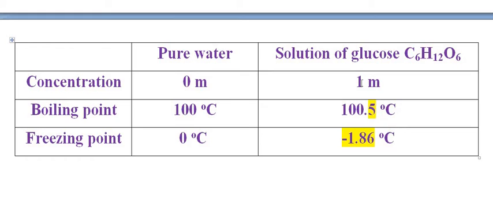If you dissolve 1 mole of the solute in 1 kilogram of water, the freezing point is not 0 as it was in the case of pure water. The freezing point decreases to minus 1.86 Celsius. This is due to the dissolution of only 1 mole of glucose in pure water.